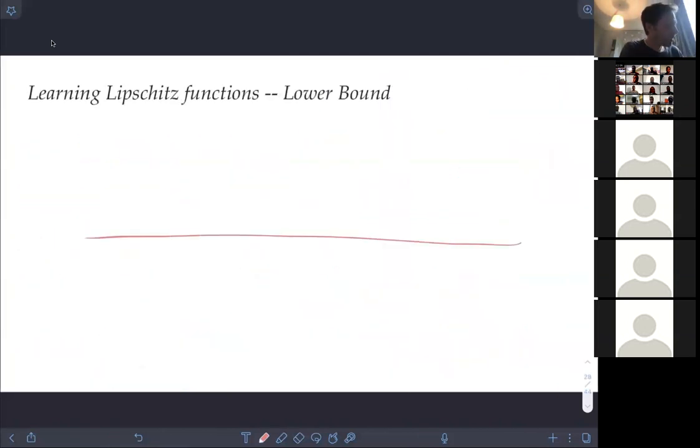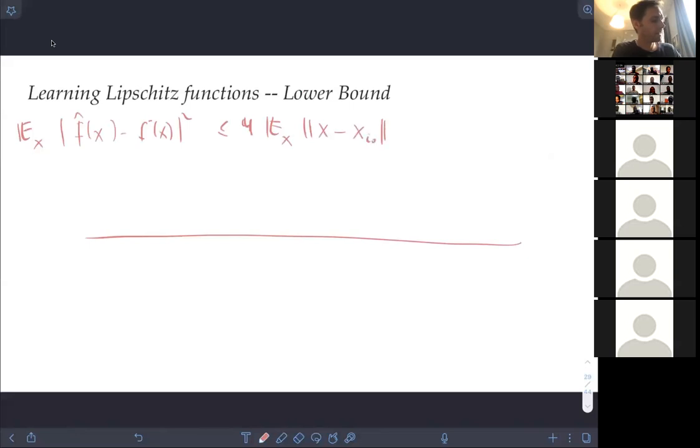Doesn't matter. Now what we have is that the expectation with respect to x of f of x minus f star of x is just upper bounded by four. And here I just choose the Lipschitz constant to be one. So just four times the expectation over x of x minus x I two, right? And this is defined by definition as the closest point from the constant.